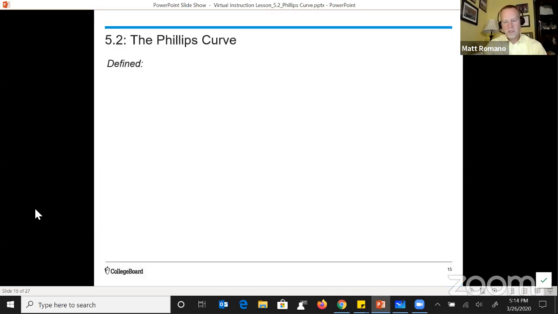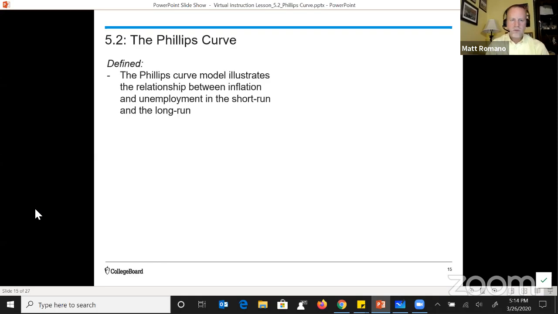Before going there, let's define a few things. Okay, I keep referring to the Phillips curve model. What is this? What is the Phillips curve model? The Phillips curve model is an economic model which is going to illustrate the relationship between inflation and unemployment, both in the short run and in the long run. So given this very basic definition, let's start constructing the model.